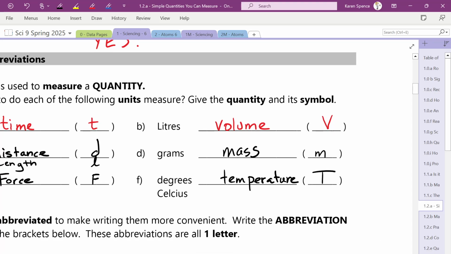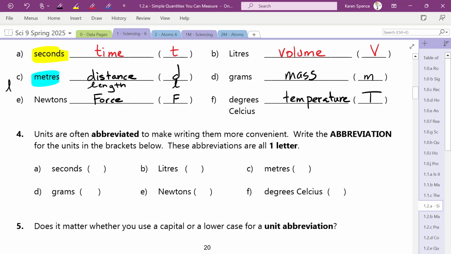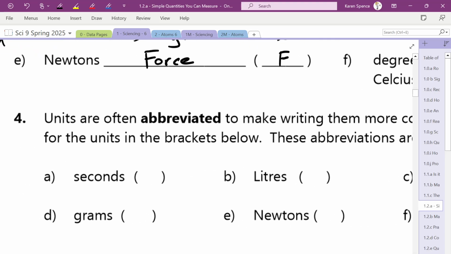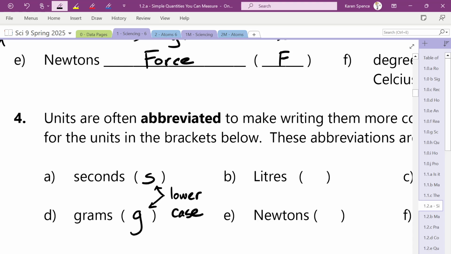Okay? Now, just like we abbreviated time to little t, distance to little d, force to capital F, we can also abbreviate our units. And a lot of them are really easy once again. How do we abbreviate seconds? S. Grams? G. And both of these are lowercase. Liters, L, it's a capital L. And newtons is a capital N.